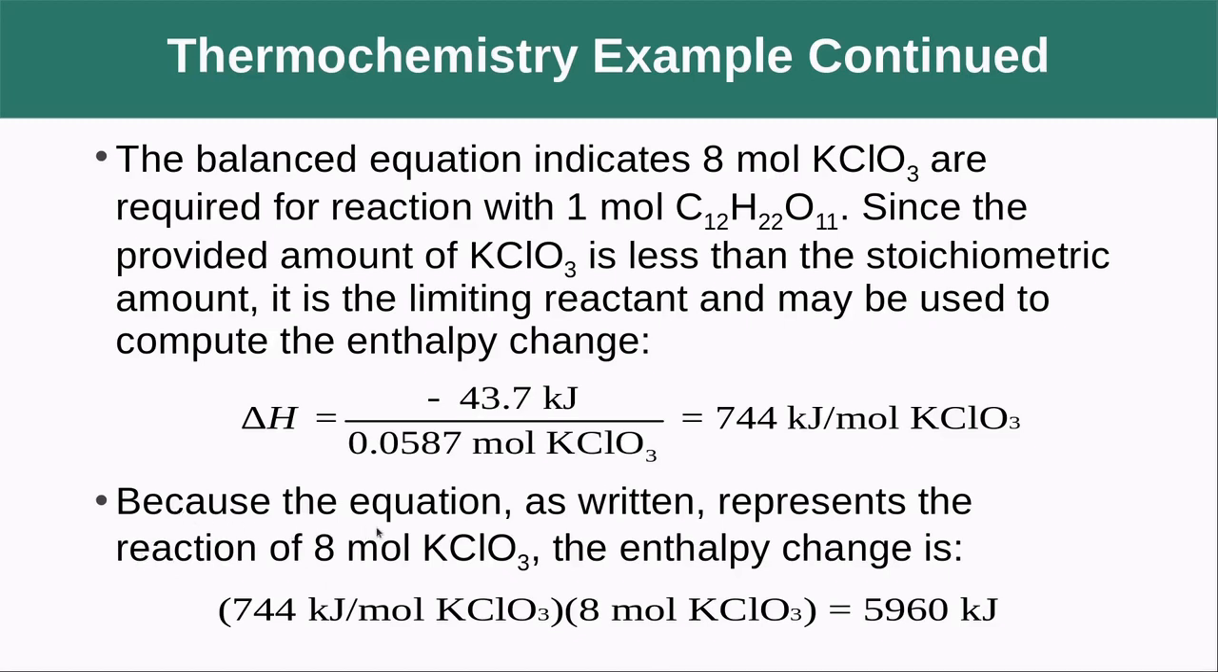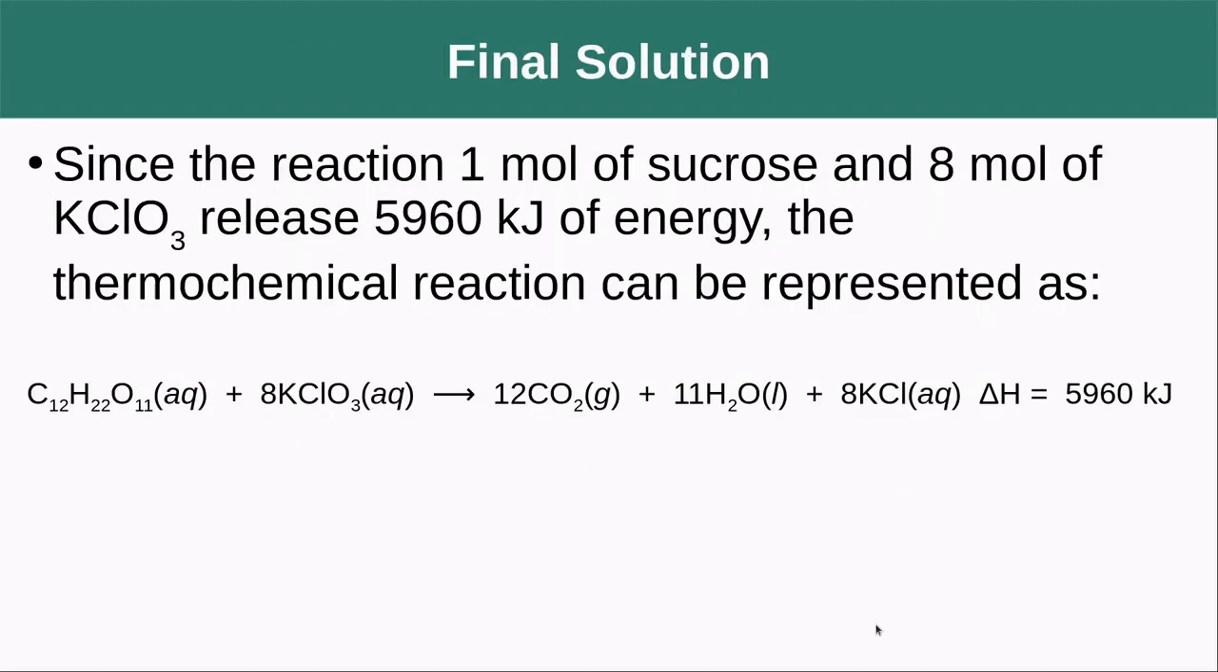Now, because the equation as written represents the reaction of 8 moles, the enthalpy change is going to be a little different. Now we've figured out how many kilojoules of heat get released per mole of potassium chlorate. We need to multiply by the amount of potassium chlorate we'd like to react, and we can see as written that equation is going to produce 5,960 kilojoules of heat.